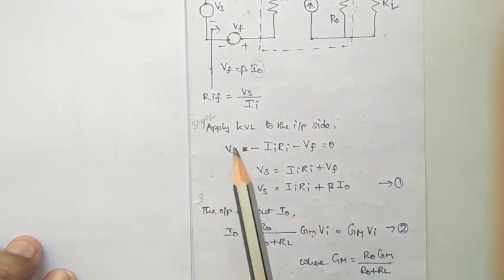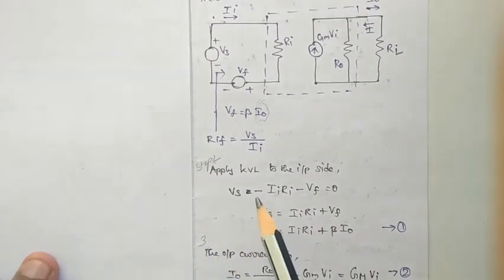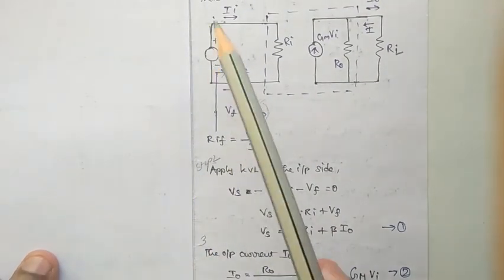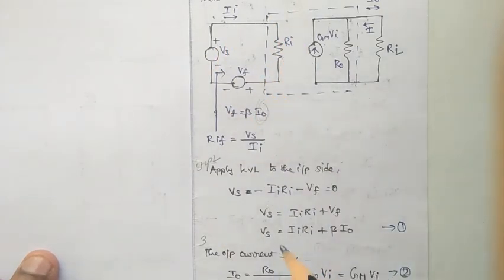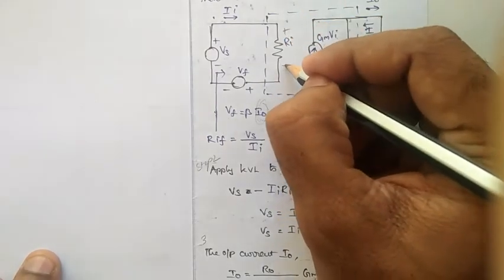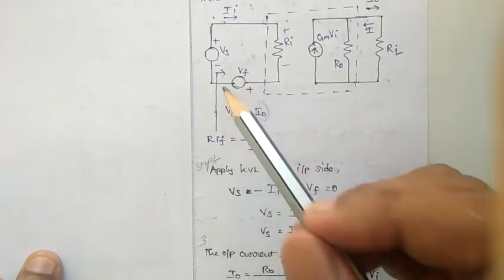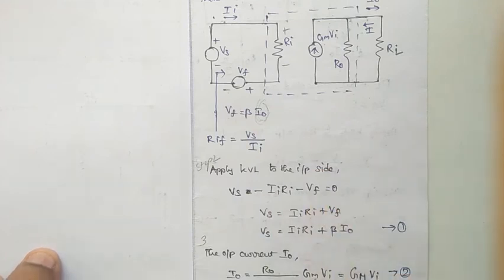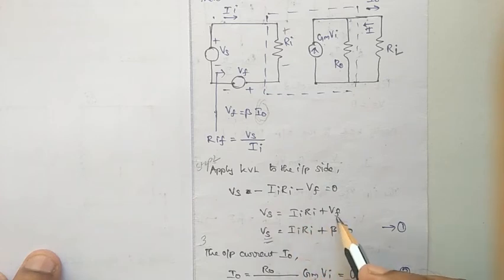In the next step we have to apply KVL to the input side. See in this diagram how to apply KVL. First we start from Vs. So Vs plus, then we come here, the drop is nothing but Ia Ri. It is a minus term because it is plus here and minus there, so I can write minus Ia Ri. It ends with Vf at minus, hence we put minus Vf is equal to 0. Now here I need Vs, so I bring all those terms to the right side. So I am getting Ia Ri plus Vf.